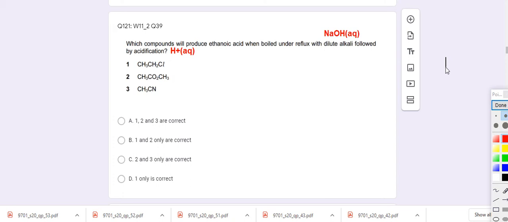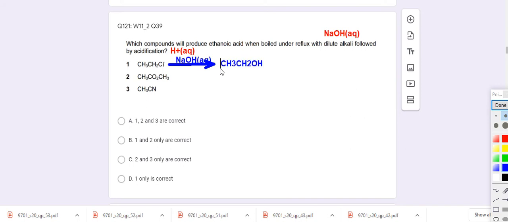Number one is a chloroethane. Number two, I have an ester because of the COO. And the last one, I have a nitrile because of the C triple bond N. Now let's look at number one. Chloroethane, if boiled under reflux with sodium hydroxide, will undergo hydrolysis. I will get an alcohol as the product.